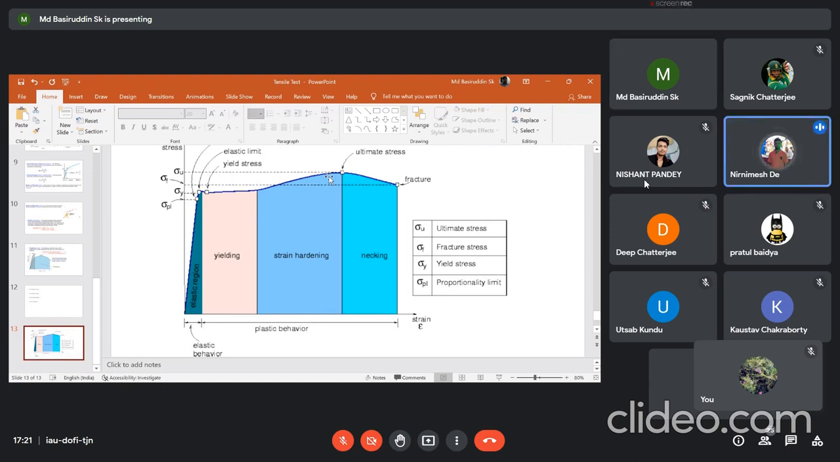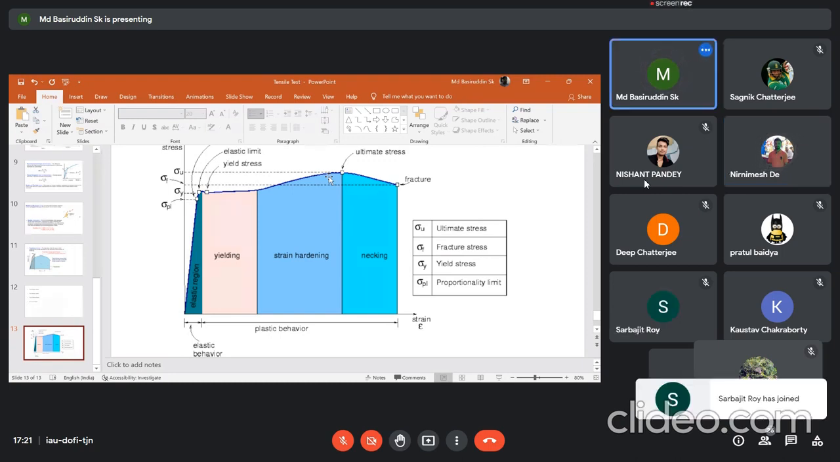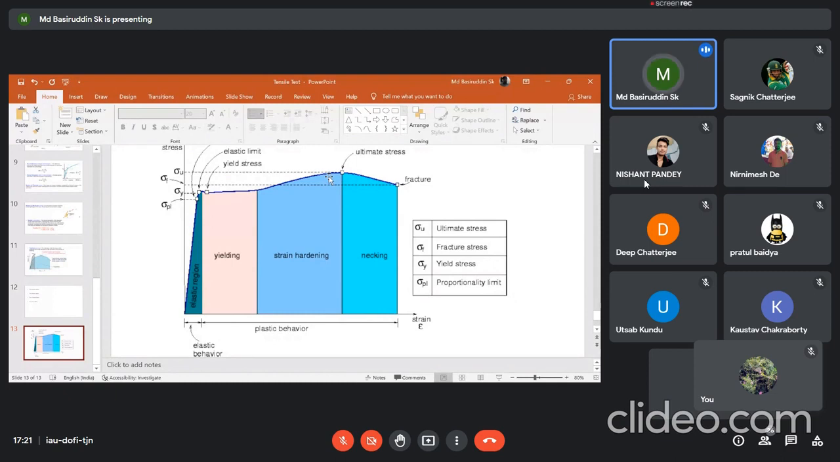Sir, the n value means if n value is higher, better formability, actually in workshop it means it is easily formable. If higher n value, is it so? I have said that n value generally varies from 0 to 1. So if n is equal to 1, higher value means that 1 is the maximum value.